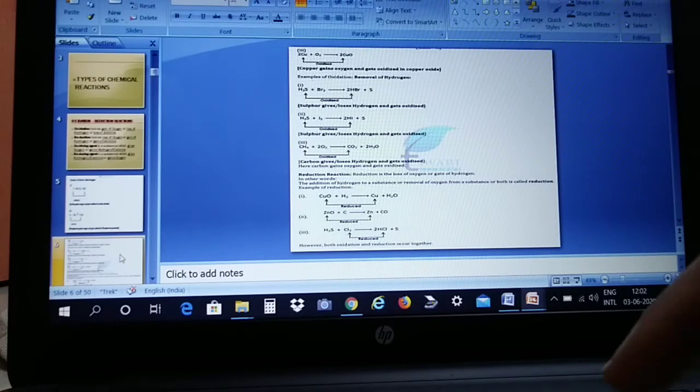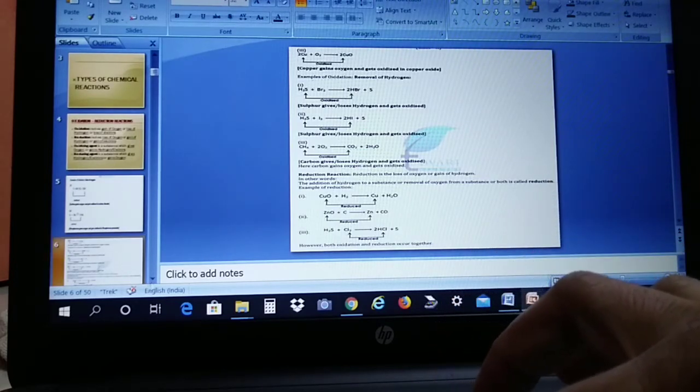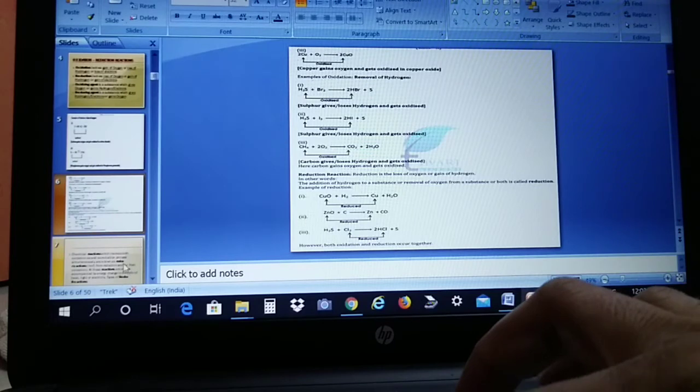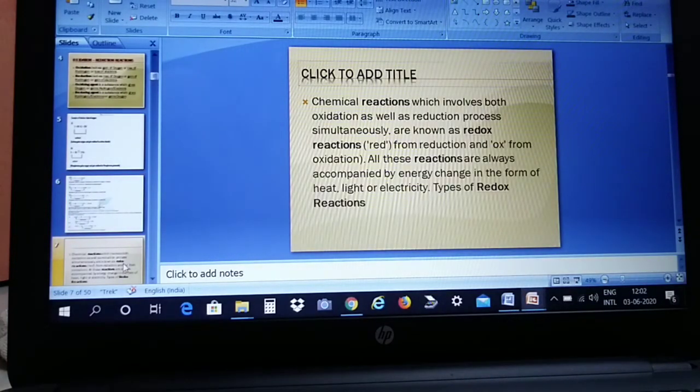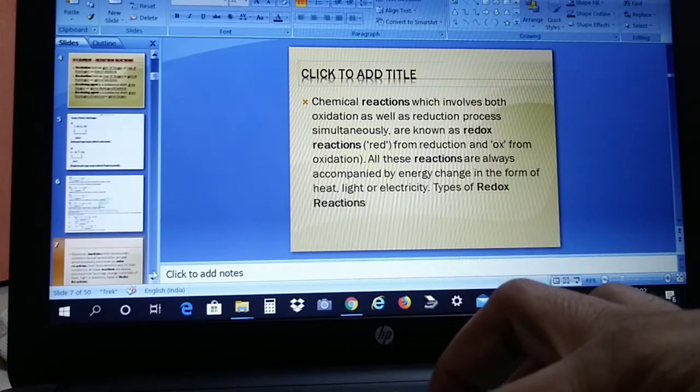Next, chemical reactions which involve both oxidation as well as reduction processes simultaneously are known as redox reactions. Red is from reduction, and ox is from oxidation. All these reactions are always accompanied by energy change in the form of heat, light or electricity. We are going to see types of redox reactions, but before that you have to take this down in your notebook. I hope you are writing.